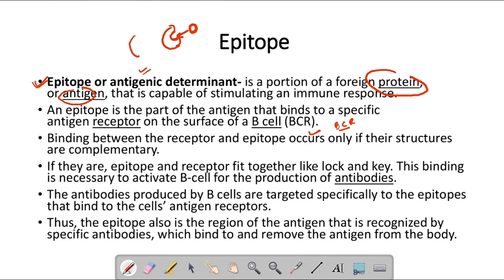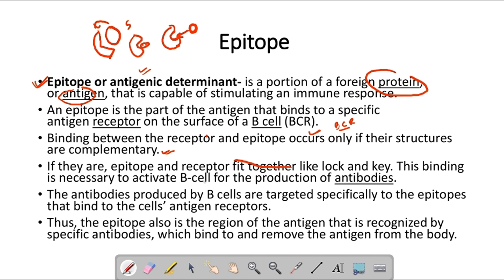Suppose, as we have seen in the case of enzyme and substrate complex formation, if the substrate is highly complementary to the active site, then it will easily combine with this enzyme. And if its surface is not complementary to the substrate, it will not combine easily. Similar thing happens here also. So binding between the receptor and epitope occurs only if their structures are complementary in nature.